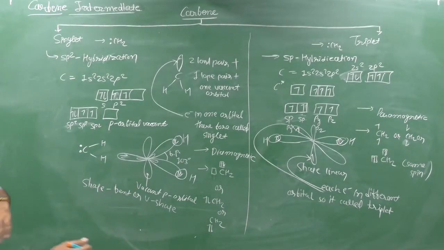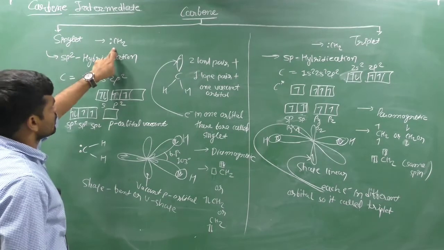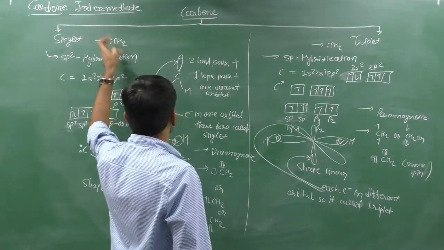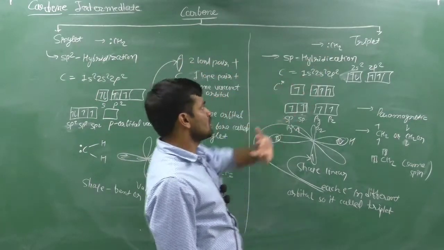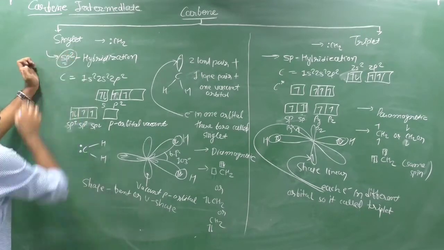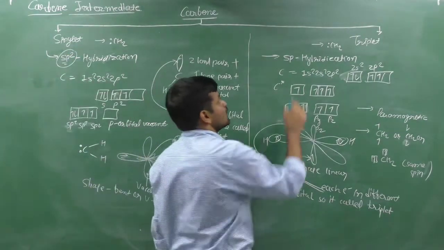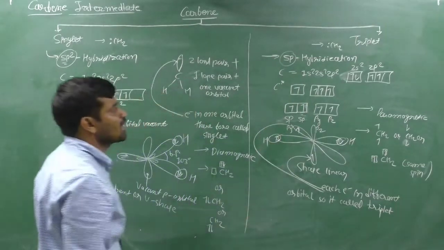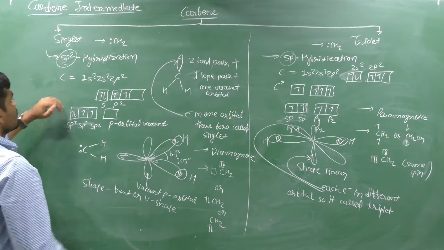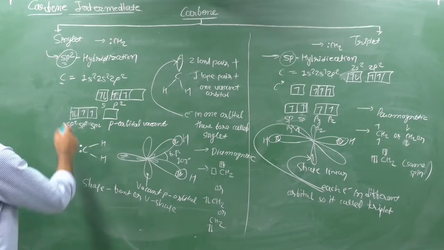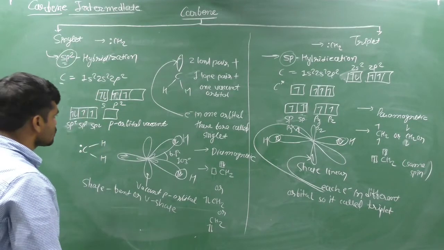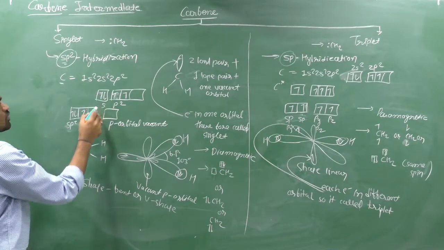Singlet carbene is represented as dot CH2. The hybridization of carbon in singlet carbene is sp2, whereas the hybridization of carbon in triplet carbene is sp. Why? Because in singlet carbene, carbon forms bonds according to the ground state electronic configuration 1s2, 2s2, 2p2.